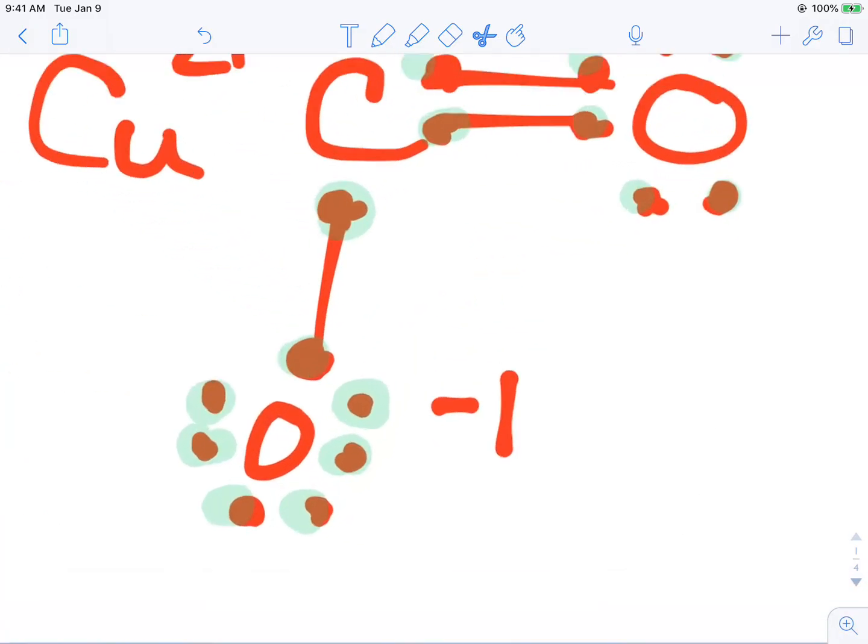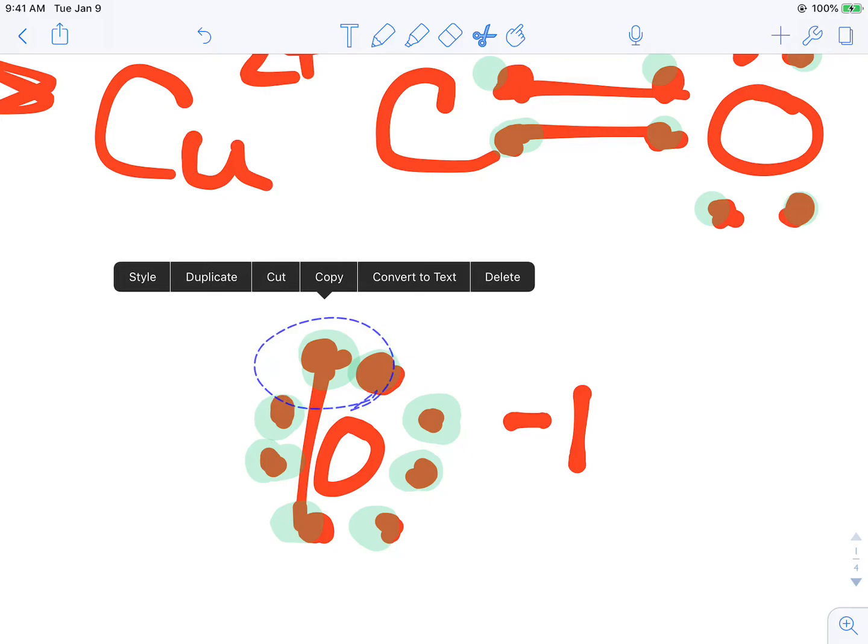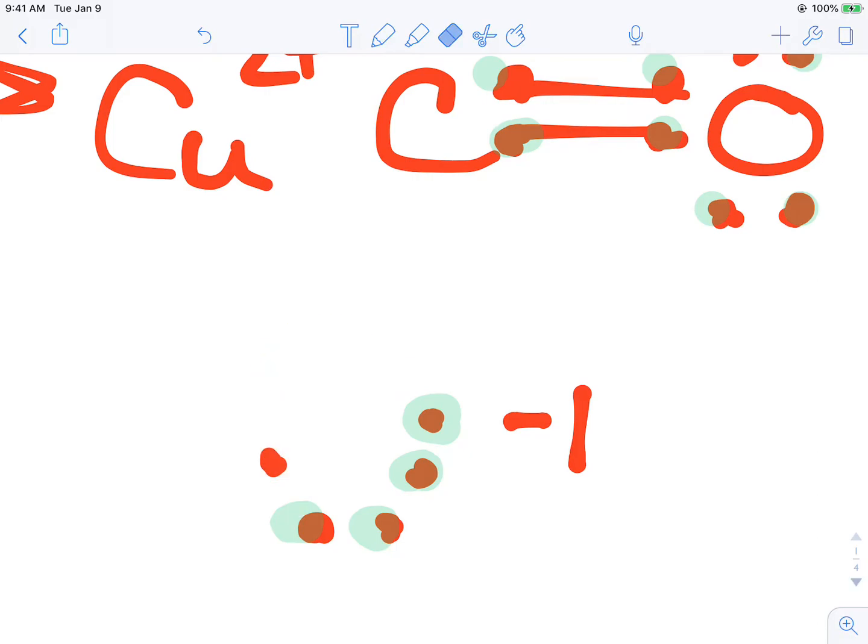Oxygen on the bottom is a more electronegative atom. It also, in its normal state, has an even number of valence electrons. Because of these two facts, it is going to take the bond from itself and the carbon and take it for its own. And so this carbon is going to lose this bond. So this guy is going to come off, and then we're going to get rid of that line there.